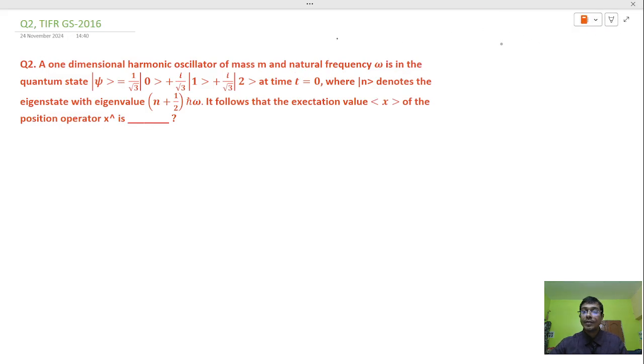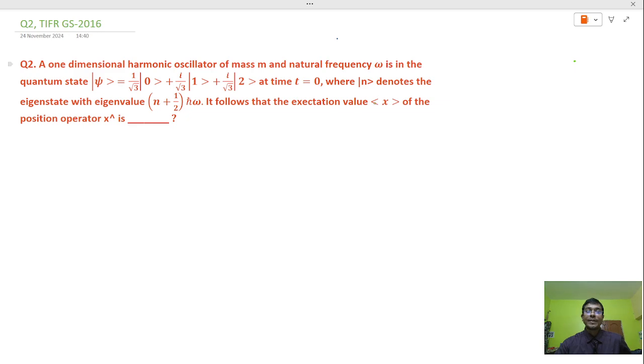is basically from the TIFR exam, TIFR GS 2016. A one-dimensional harmonic oscillator of mass m and natural frequency omega is in the quantum state psi equal to 1 by root 3 ket 0, plus i by root 3 ket 1, plus i by root 3 ket 2 at time t equal to 0, where ket n denotes the eigenstate with eigenvalue n plus half H cross omega.